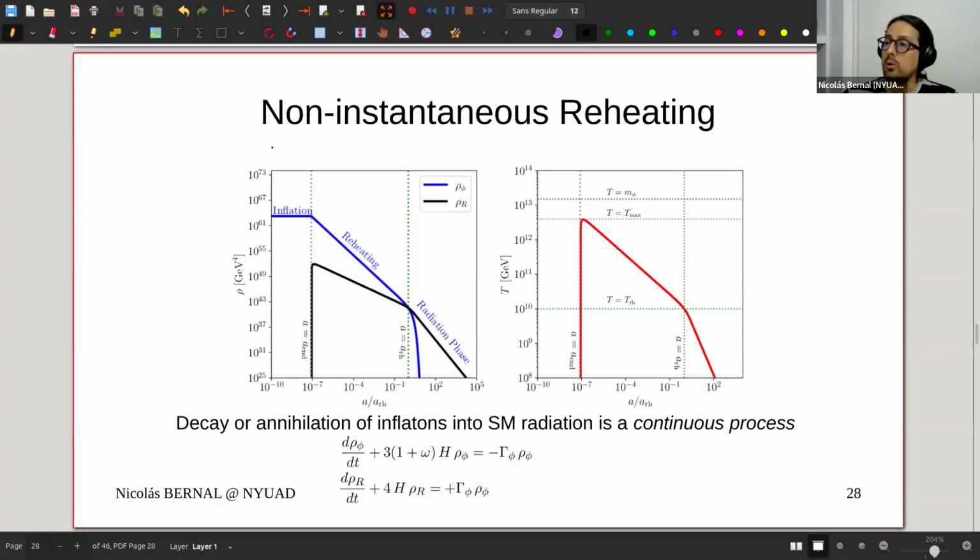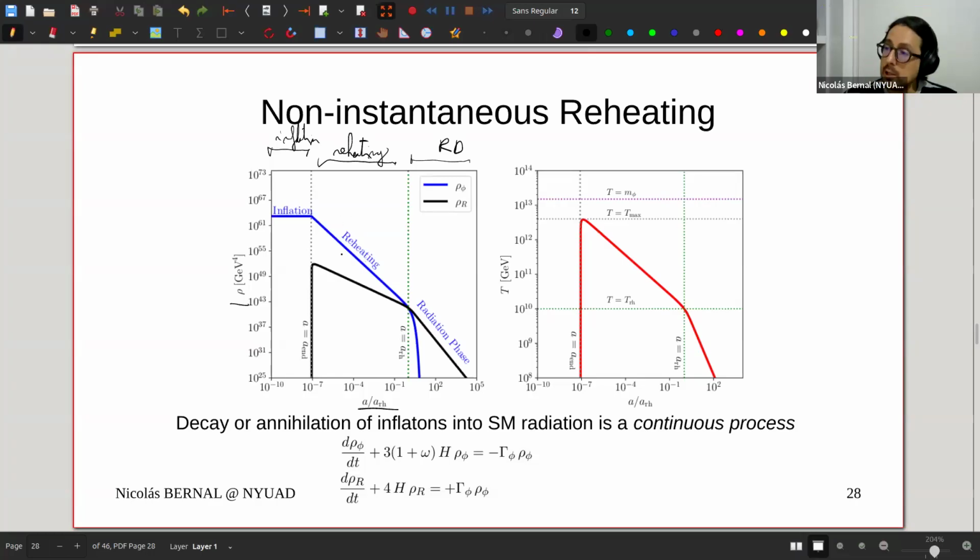So again, this will correspond to an epoch of inflation, right? Energy density dominated by the inflaton. So this is the energy density as a function of the scale factor. Time is flowing from left to right. So we have inflation here. Then we have an era of radiation domination, right? But there's also an intermediate era, which is the reheating.